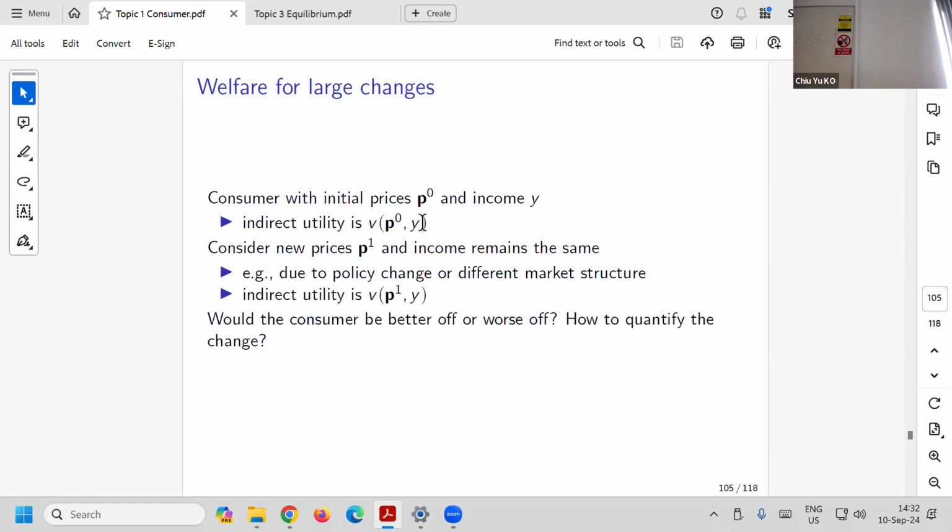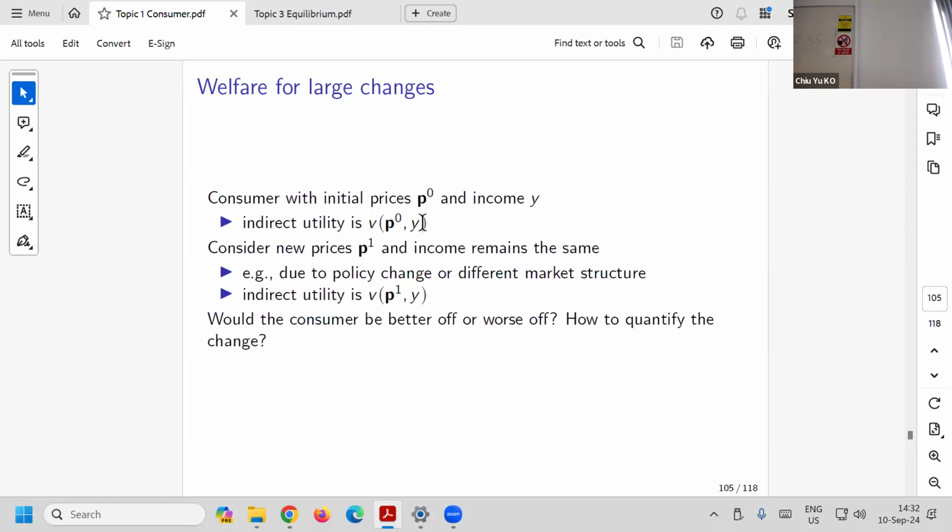So consider a case where initially the price is p0 and the income is Y. Now I change the price to p1. Why would you do that? Imagine Trump goes in and imposes a tariff, or a subsidy, or price control, or tax, which is very common in public economics. So you have a new price, and income will be the same. If we know the function V, then we can calculate the indirect utility.